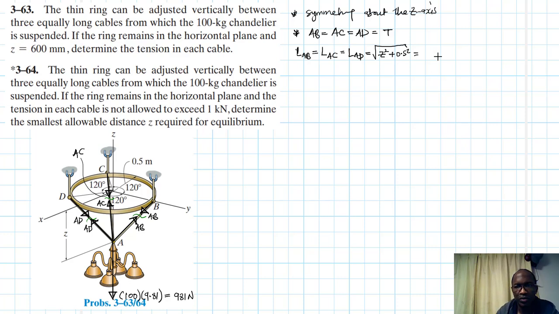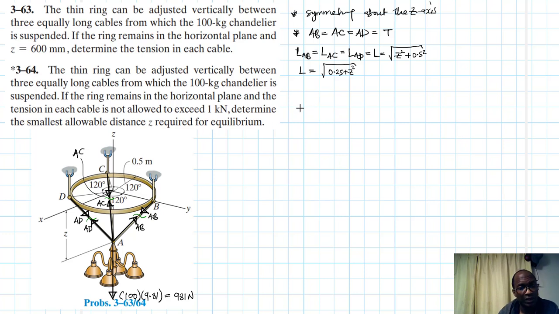0.5 squared gives us what? So the length, let's just call this L, is equal to the square root of 0.25 plus Z squared. Okay, so we have that.